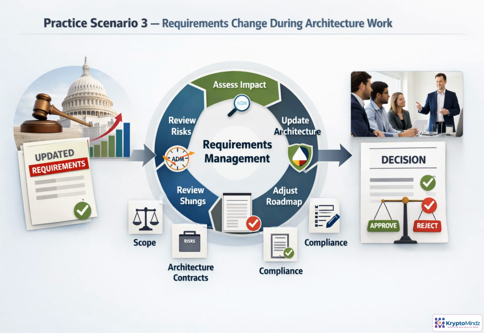In TOGAF, when a requirement changes during architecture work, the answer is not to simply accept it or reject it. Log the change, then assess its impact across the ADM: scope, principles, risks, roadmap, contracts, and compliance. If the impact is significant, take it through governance for a decision. Then update the affected artifacts and communicate the outcome. The key is controlled change with traceability, not informal negotiation.